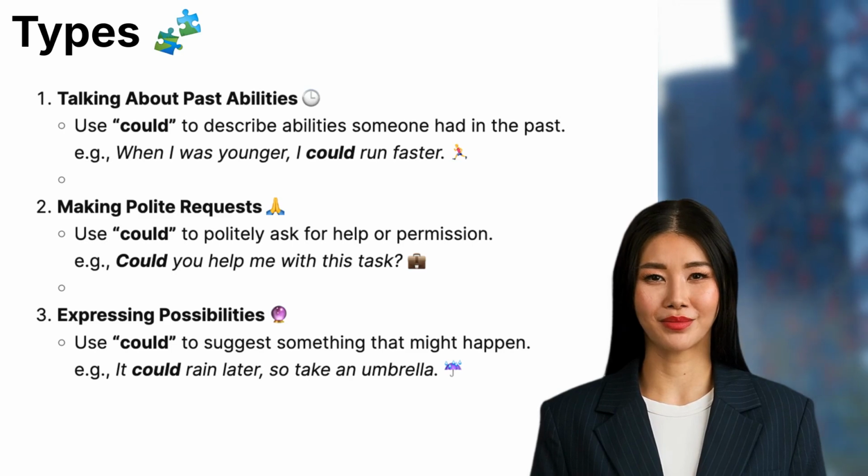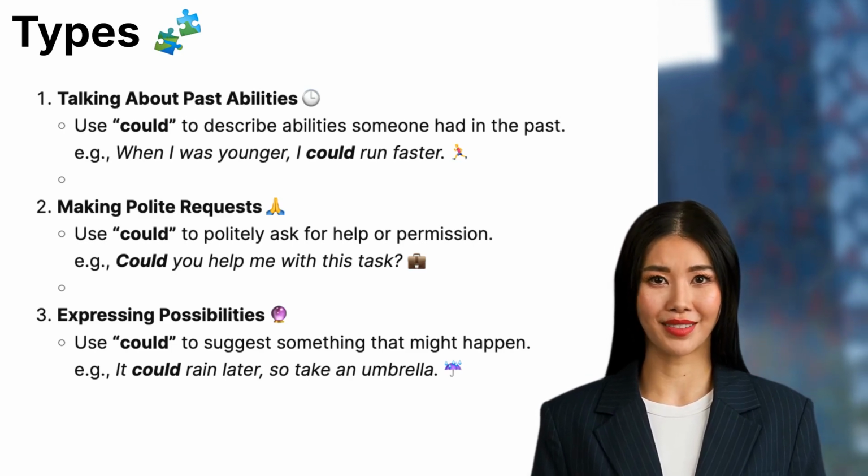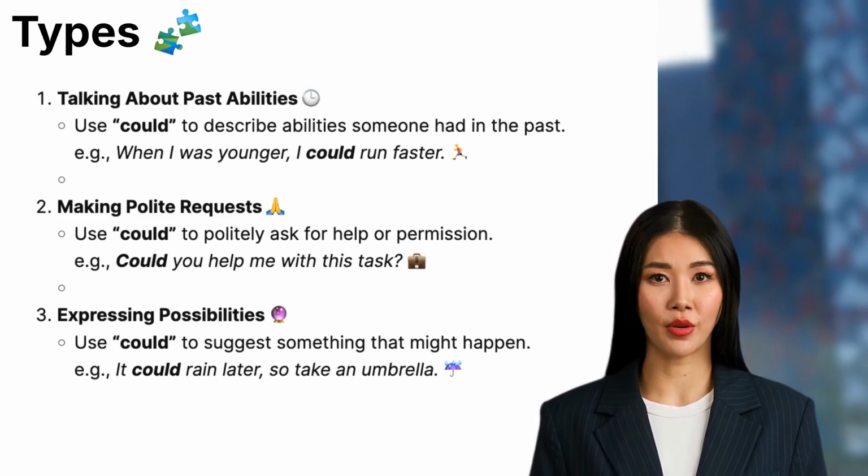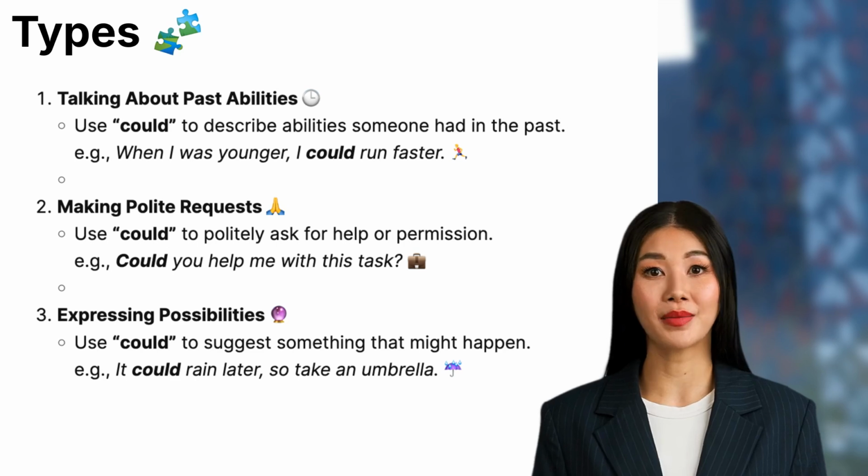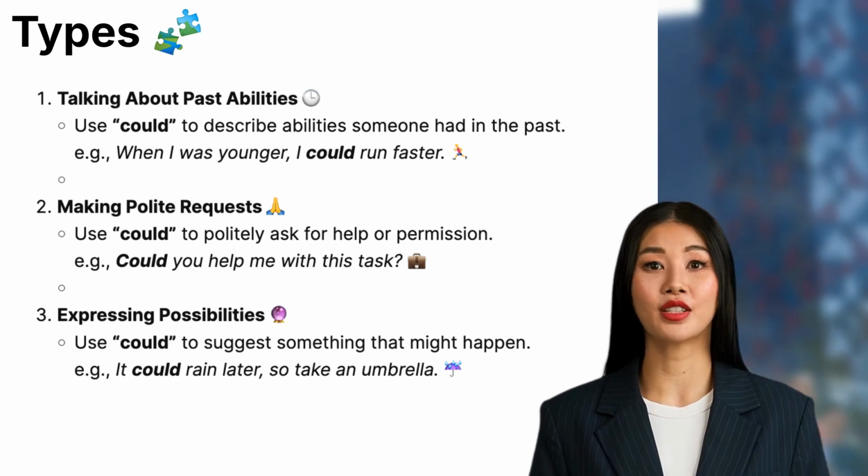More examples. She could play the piano when she was a child. He could swim across the river when he was younger. If you're talking about a skill or ability in the past, use could.